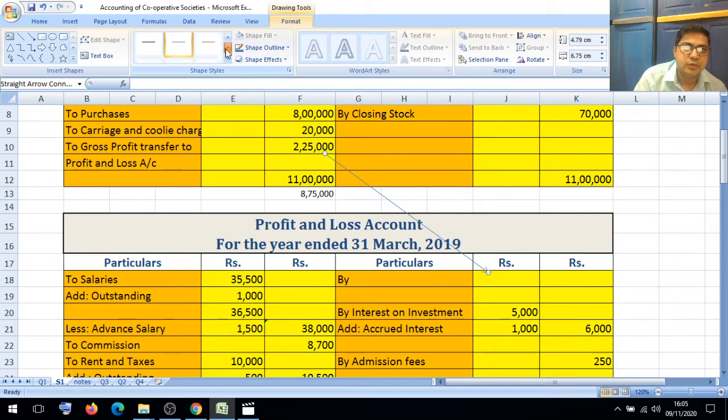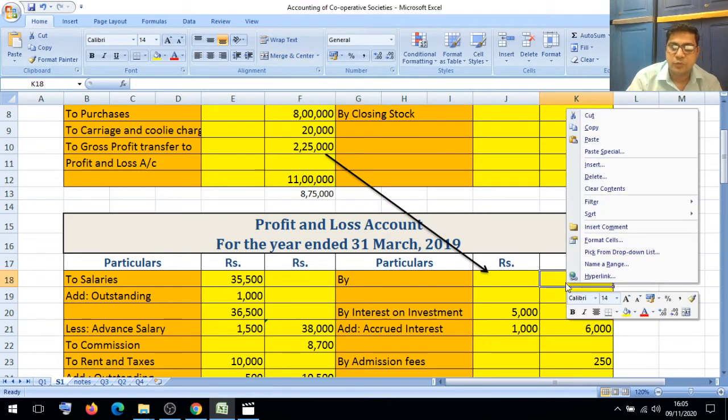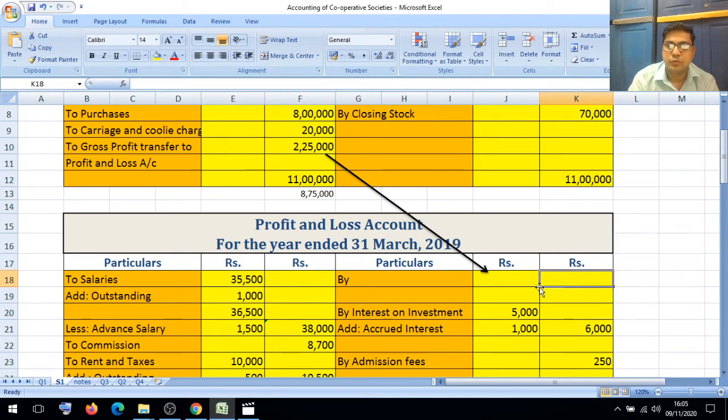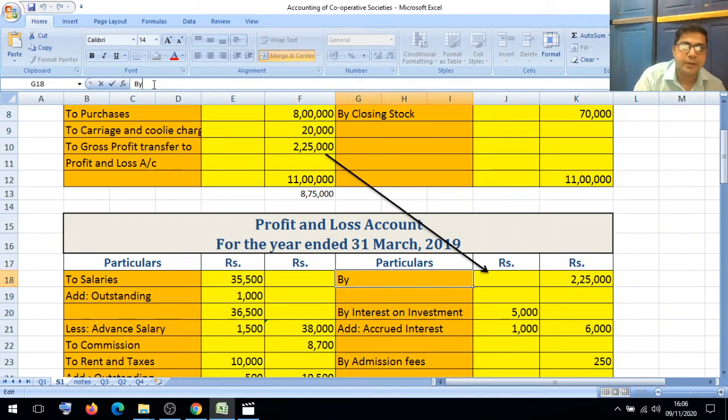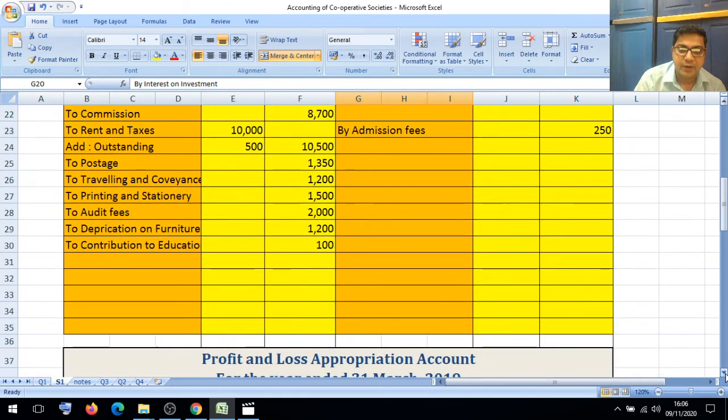It is put in the credit side of the profit and loss account. We have to write 2,25,000. It is by gross profit brought down, gross profit brought down. We recorded the gross profit value. Now, friends, we have to close our profit and loss account and find out the balance.